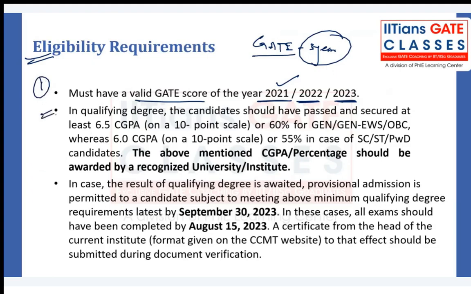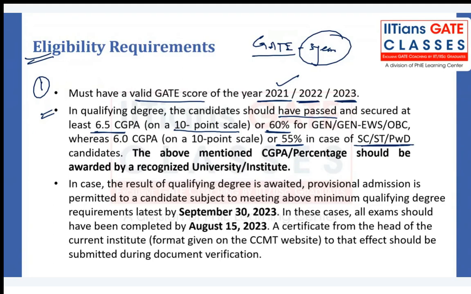The second one: in the qualifying degree, the candidate should have passed and secured at least 6.5 CGPA. Remember, the CGPA requirement here is 6.5 on a 10-point scale for general candidates. If your university has the percentage system, you should have at least 60%. Below 60% you're not allowed. I believe nowadays everybody is achieving good grades and percentages. It is 6 on 10 and 55% in the case of reserved categories like SC, ST, and PWD candidates. For OBC and general, the eligibility requirement is the same. There is no difference, but the eligibility relaxation is given for SC, ST, and PWD.